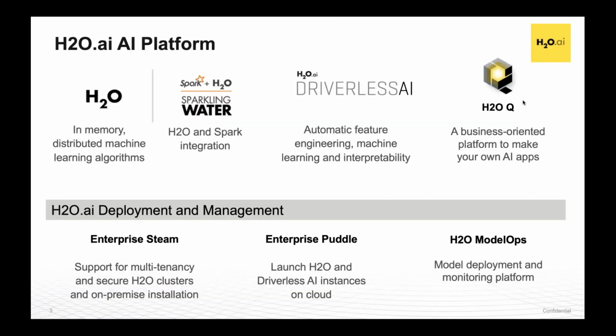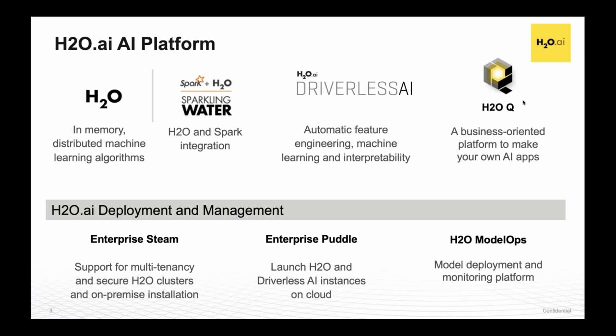So coming back to the platform, the first piece, and the piece that we will be interested in throughout the rest of the session, is our distributed machine learning platform and its version that is ported onto Spark, which is called Sparkling Water. So these are the same two things on different platforms. Then Driverless AI, which automates some of the steps that we will be trying to do manually today, and H2O-Q. And then we do have underlying deployment and management platforms.